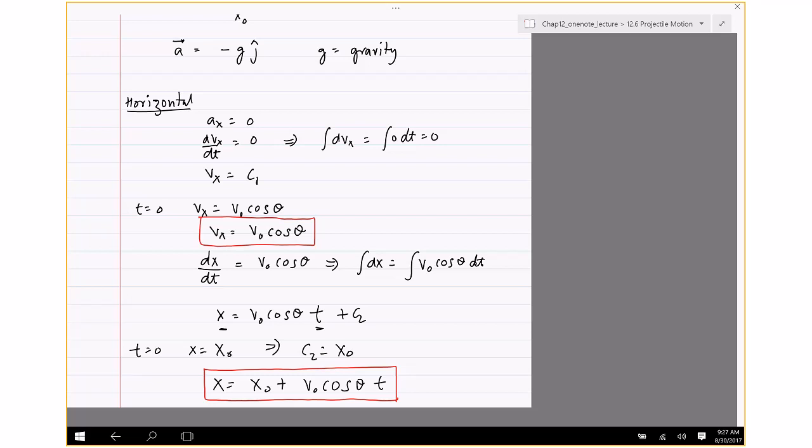Okay, so any questions on this? We're going to do the same thing in the y-axis. I'll do that very quickly.